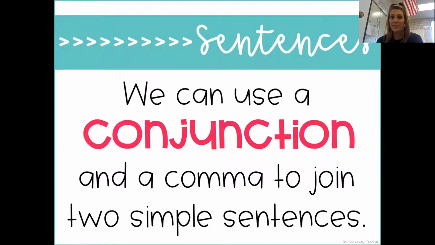So, like we said yesterday, we can use conjunctions in our sentences to make them better. But read this with me. We can use a conjunction and a comma to join two simple sentences. And you may have noticed yesterday, when we were hunting for conjunctions, that some of the sentences were just simple sentences. Some of them were compound sentences. They had that comma in there, and most importantly, they had that conjunction.